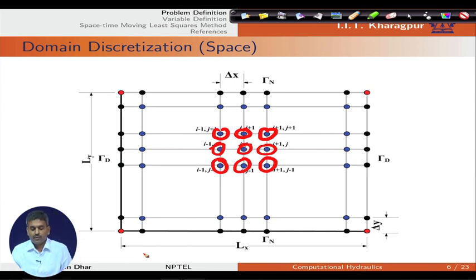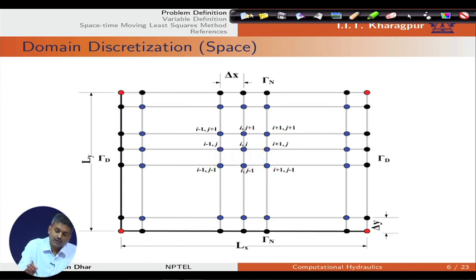So, we will have a number of points within the domain, and a certain number of points will be on the boundary. So, for our governing equation, we need to select the interior points, and for boundary nodes we need to apply our boundary condition. So, this is all about space discretization.